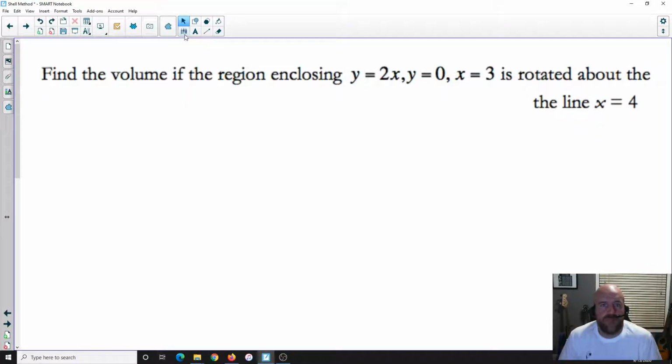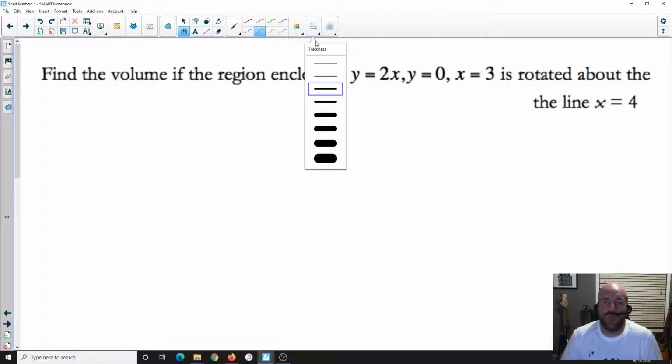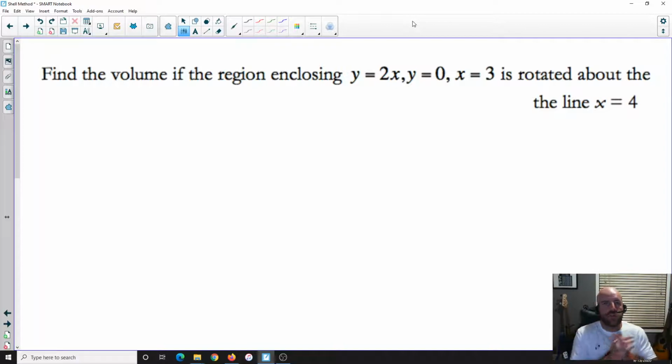All right, let's get a look at our last example for shell method. So this time we're going to take our axis of rotation, and it's going to be something that's not the x or the y axis, so something off of the standard axes. So find the volume of the region enclosed by y equals 2x, y equals 0, and x equals 3. And we're going to rotate around x equals 4.